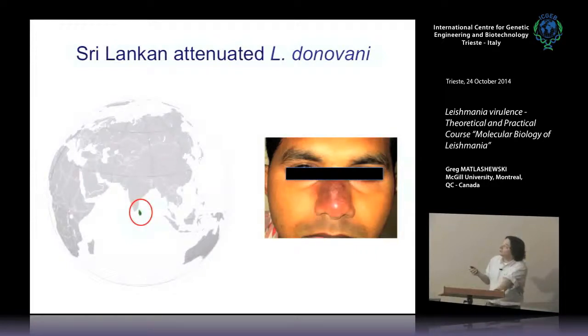But this is the kind of lesion that this causes, and it's a Leishmania donovani. You don't see this anywhere else, Leishmania donovani causing skin lesion. Leishmania donovani always gets inside the body. It goes inside the liver and spleen. So we were very interested in this parasite.